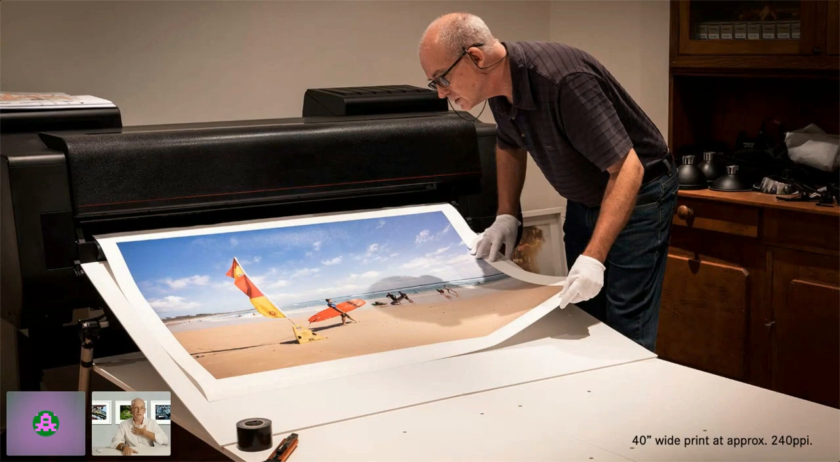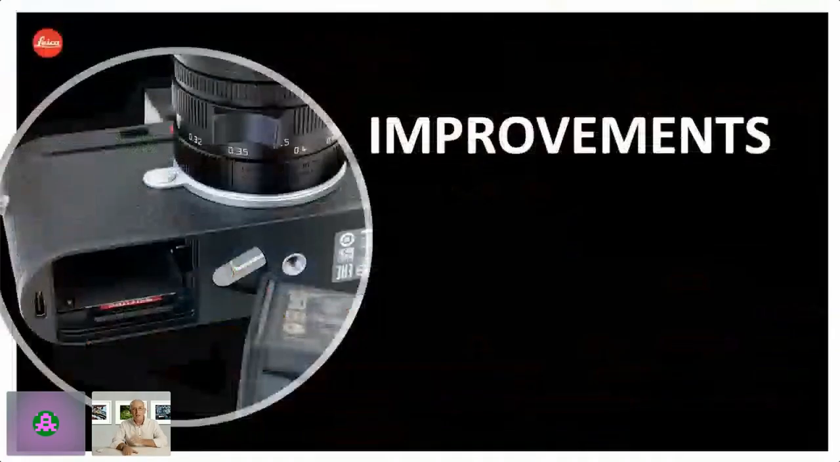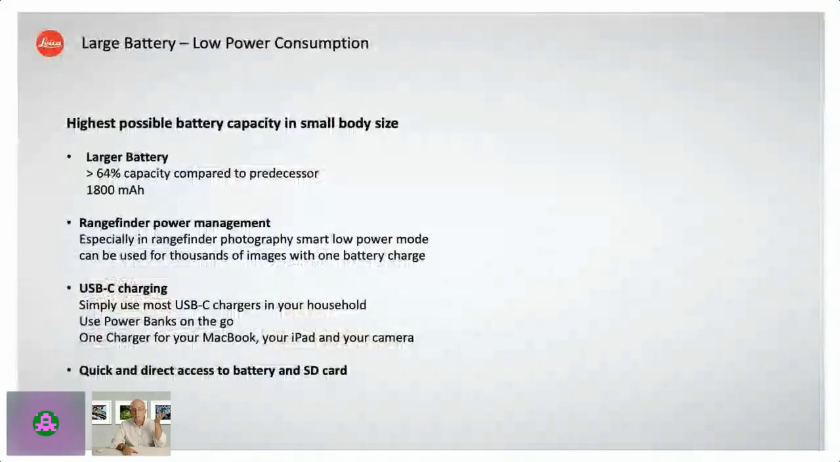I'm hugely impressed. It's amazing. So here's the improvements. A large battery. You get about 60% more life out of the battery, which is really useful. The battery is a little bit like the batteries in the Q2 and the SL2 in that they click in through the base plate. There's no actual base plate removal required. The battery and the SD card compartment are combined, and when you take the battery out, you get access to the SD card slot as well. So that's a nice improvement.